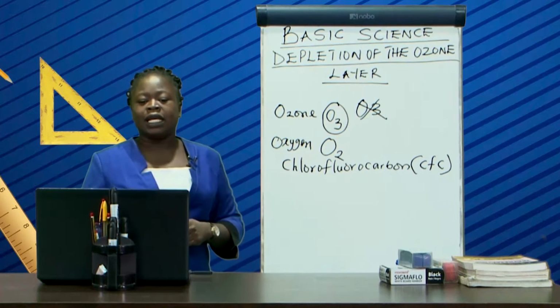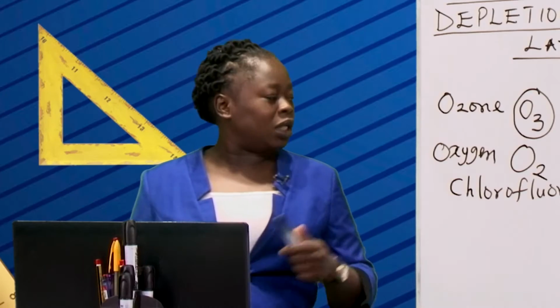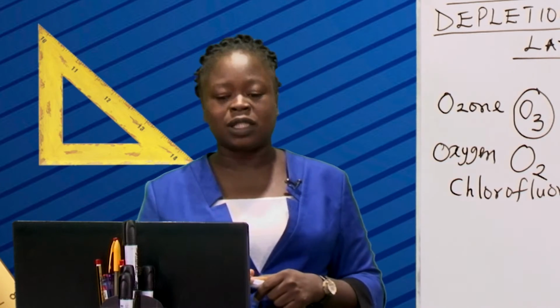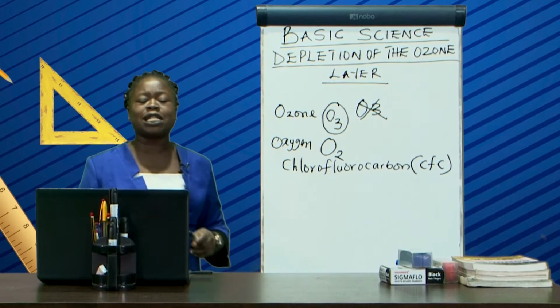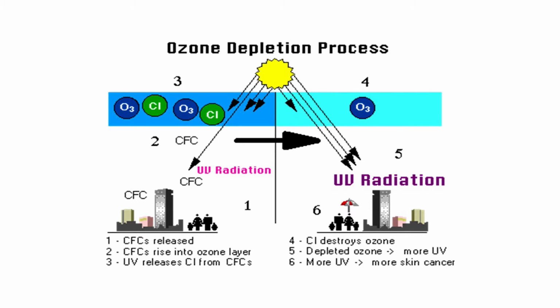Now, let's quickly go into the process of depletion. Depletion of the ozone layer, like I said, is majorly caused by what? The release of CFC, the chlorofluorocarbon, and other depleting substances. When they are emitted into the atmosphere, what happens? Now, let's examine this picture together. In the stratosphere, when this CFC is released, it rises up into where? The stratosphere. On getting to the stratosphere, what happens? Strong ultraviolet light breaks the chlorofluorocarbon to release chlorine and also halons to release bromine.